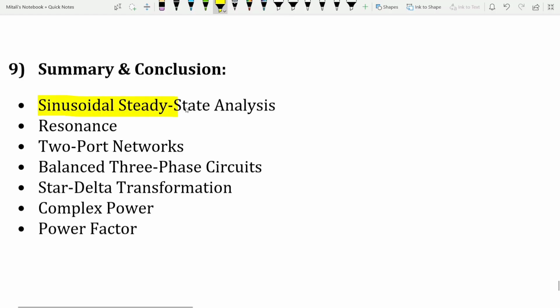In summary, we have covered sinusoidal steady state analysis, resonance, two-port networks, balanced three-phase circuits, star-delta transformation, complex power and power factor. These topics are fundamental for understanding and designing AC circuits.